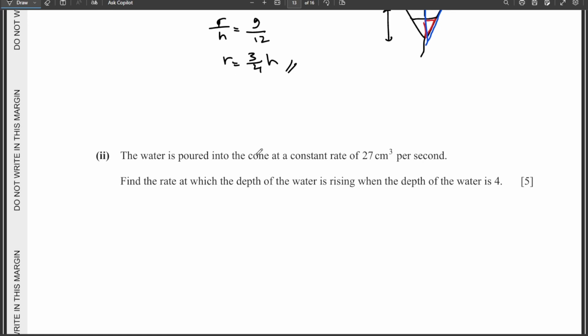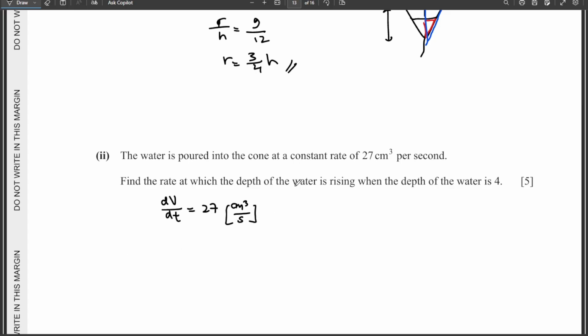Now water is poured into the cone at a constant rate of 27 cm cubed per second. So this is dV/dt, 27, poured into the cone, so it's positive. The units are cm cubed per second.